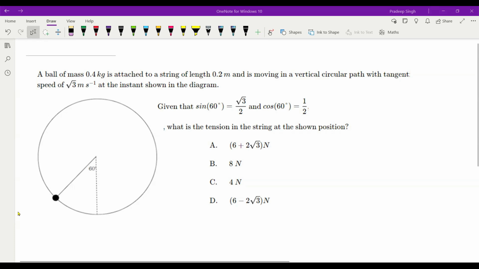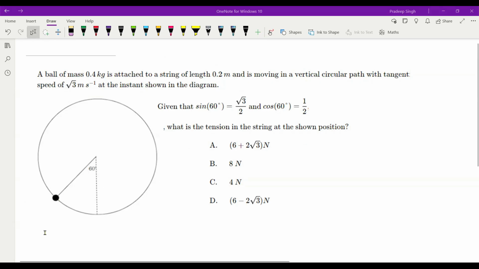This is a question of circular motion in which we have been given a ball of mass 0.4 kgs attached to a string of some length moving in a vertical circular path with tangential speed of root 3 meters per second. We have been given the values of sine 60 and cos 60, and we are supposed to find the tension in the string at the shown position.